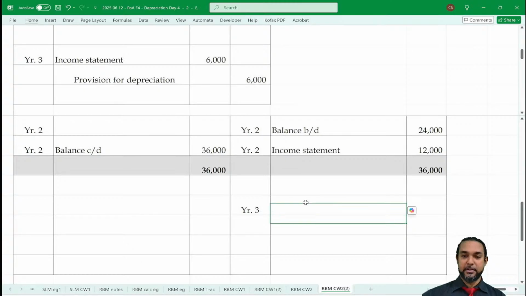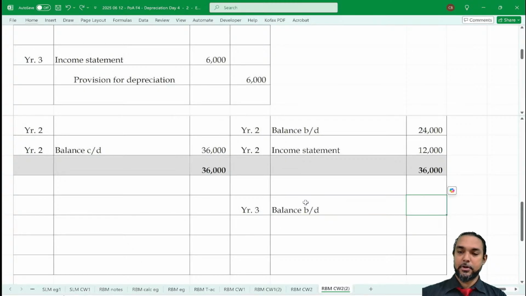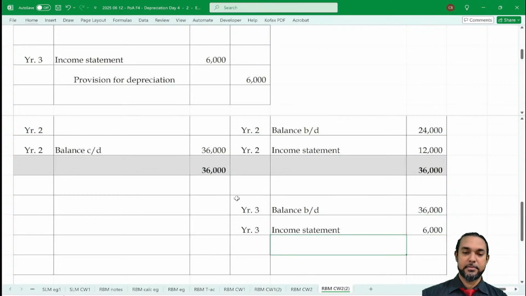All right, so in the final year now, the balance brought down will be equal to 36, right? And then once again we charge depreciation. This year the charge is 6,000. And of course it'll say income statement as the details. And the balance at end therefore is the sum of those two. Right, so 36 and 6 is 42. The balance there will be the same here, 42.